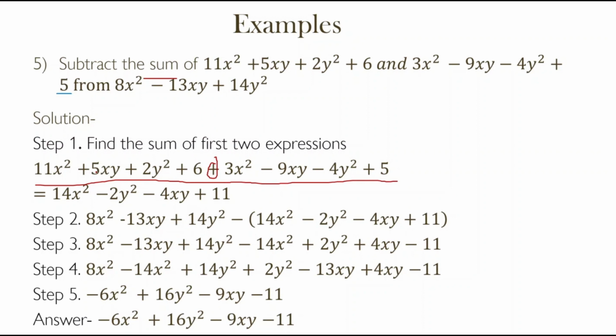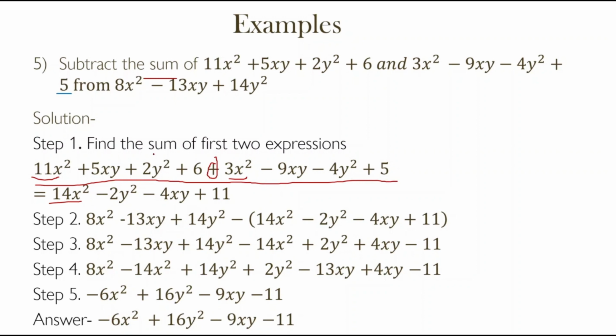How will we do the sum? Collecting the like terms. So x square and x square. So 11 plus 3 is 14x square. Then as I told you, we write the powers in decreasing order. Means first all the terms with power 2, then the like terms having power less than 2, and then the terms having power 1 or 0.